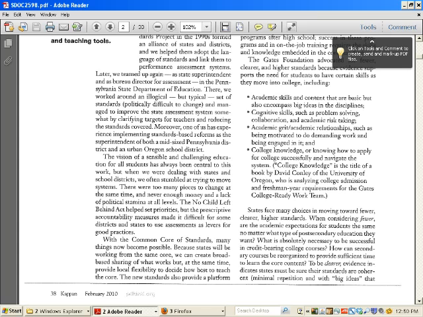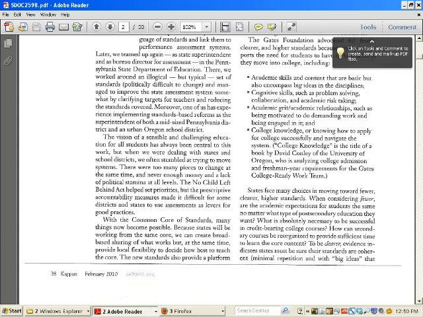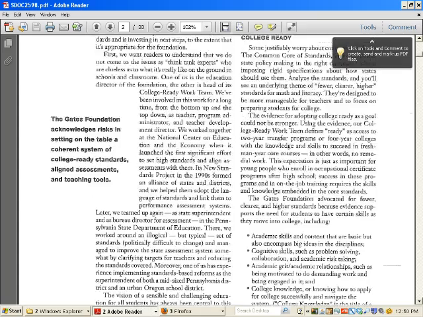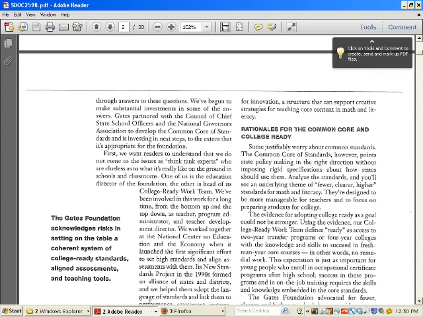With the Common Core standards, many things now become possible because states will be working from the same core. We can create broad-based sharing of what works best, and at the same time provide local flexibility to decide how best to teach the core. The new standards also provide a platform for innovation, a structure that can support creative strategies for teaching core content in mathematics and literacy.